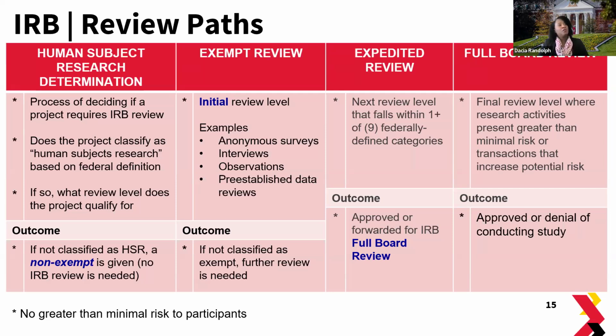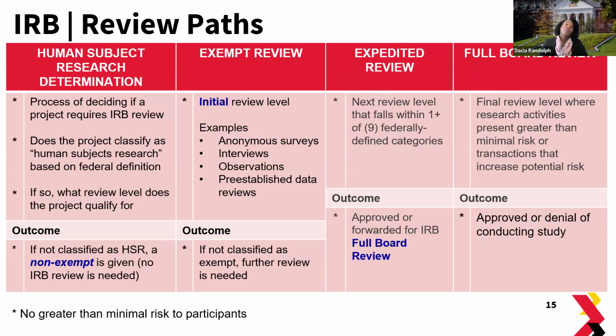So the first level, or the initial level, is the exempt review. It typically includes any anonymous surveys, interviews, observations, or pre-established data reviews. For the most part, in extension, this is the level of review that the IRB office will extend their search for, and then give you approval, based upon the criteria that they need to make that decision.